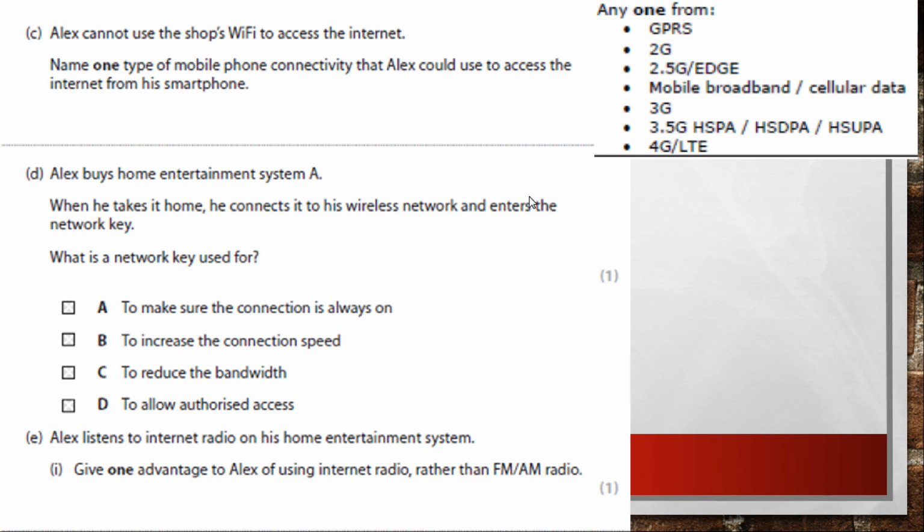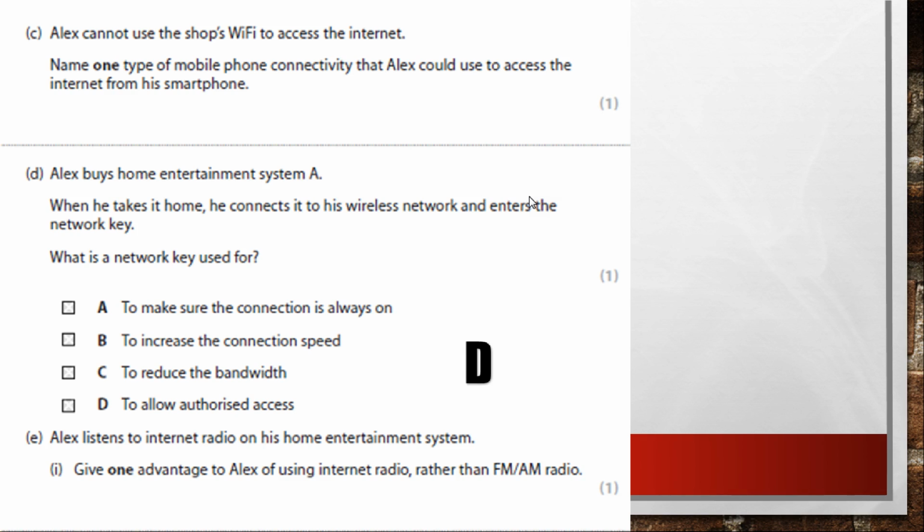Next question. Alex buys a home entertainment system. When he takes it home, he connects to the wireless network and enters a network key. What is a network key used for? And you've got 4 options there. What do you think a network key is? If you don't know what a network key is, you need to find out. Okay, and you should know it is D, allows authorized access. Okay, so network key. You get a little credit card, don't you, from your Sky or BT with your details on it, with your network key on there.